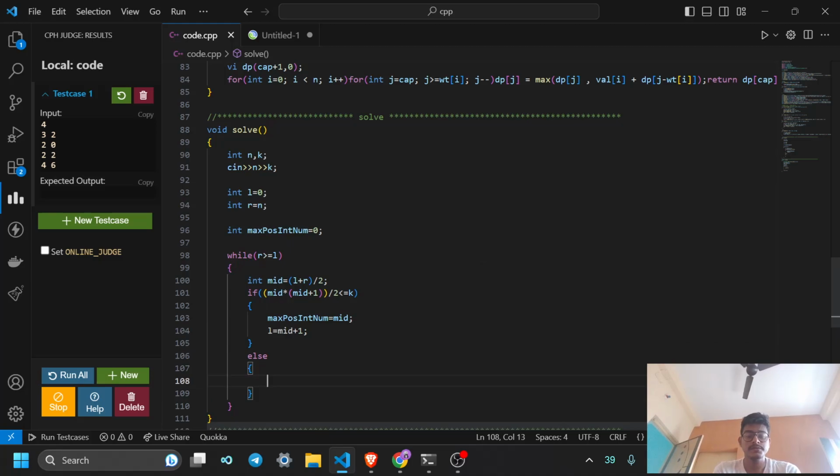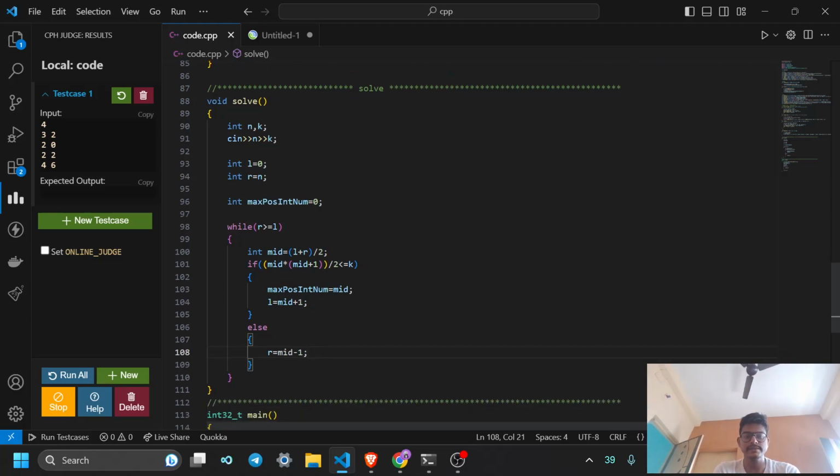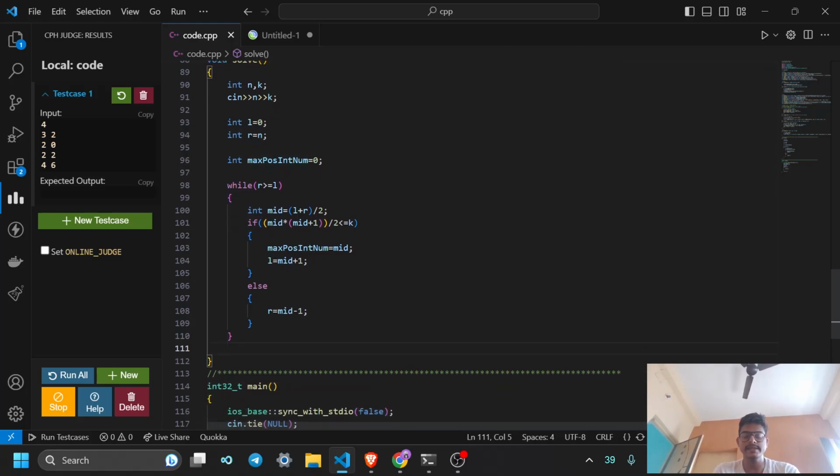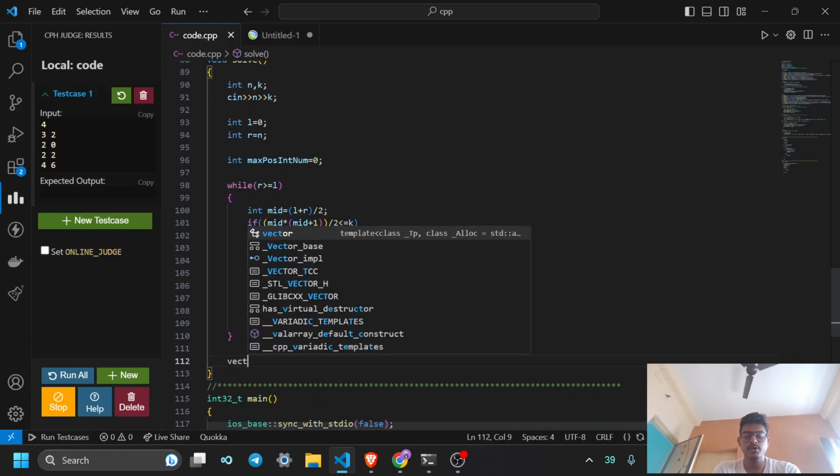And for the other condition, I will check that mid is already greater than k. That means I cannot take mid number of positive numbers, so I will check for left. Okay, that is fine. I think that will give me the max positive integer I can take.